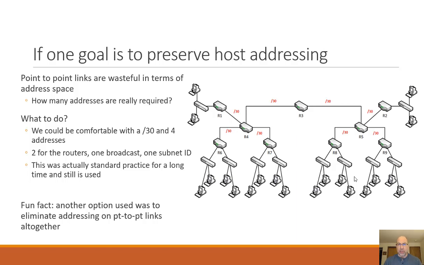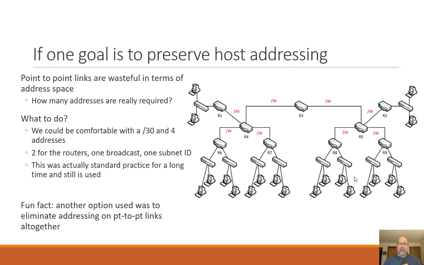So you go to /30s, and what ends up happening is that you only have 2 host addresses. So you put one on one router on the end, and the router on the other end gets the other IP address, and then you still got a network ID, and then you still got a broadcast address. So that works out really, really well. And that's been the standard practice for a long, long time.